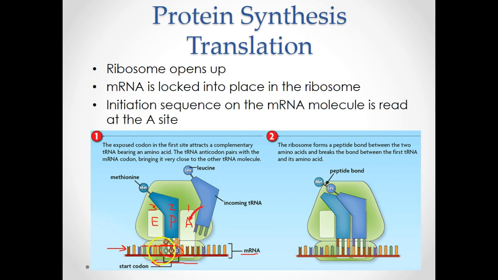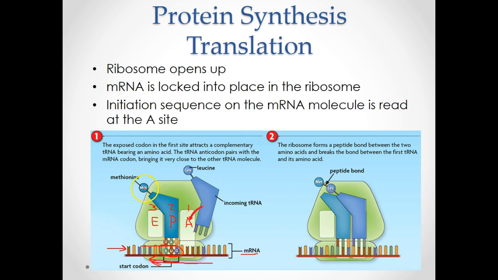AUG doesn't have to be the very beginning of our mRNA message, but we will always start our translation at AUG. Notice that this message started with maybe a U, C, G, G, U, A, and then we get to AUG. So this mRNA message is going to slide through our small subunit until AUG is found. Once AUG is found, this codon is going to sit at the P binding site, and is going to wait for methionine.